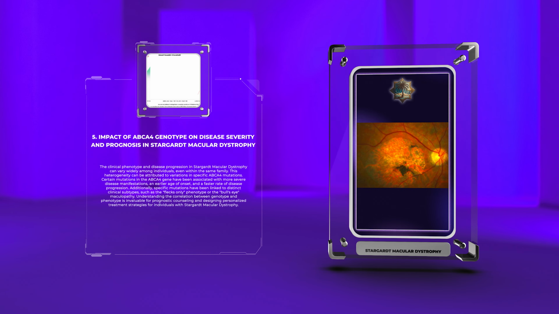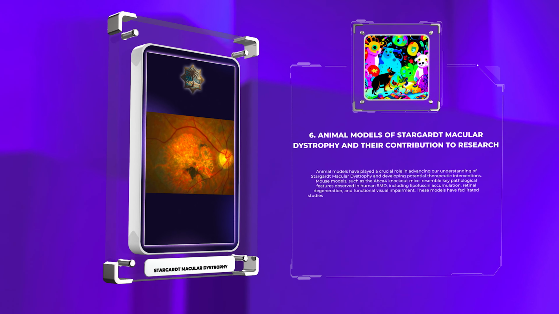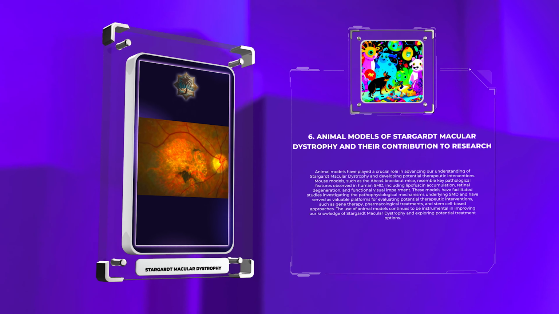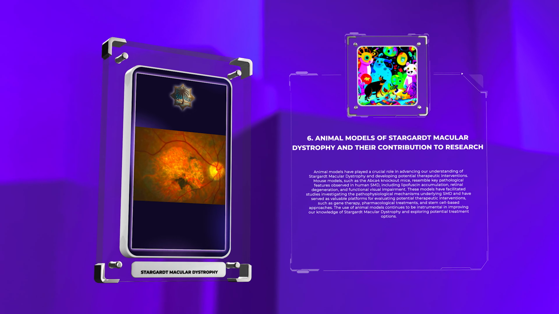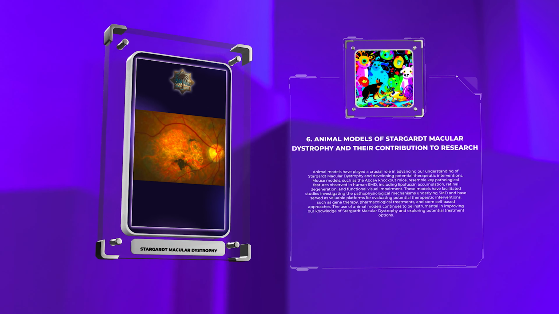Animal models have played a crucial role in advancing our understanding of Stargardt macular dystrophy and developing potential therapeutic interventions. Mouse models, such as the ABCA4 knockout mice, resemble key pathological features observed in human SMD, including lipofuscin accumulation, retinal degeneration, and functional visual impairment.